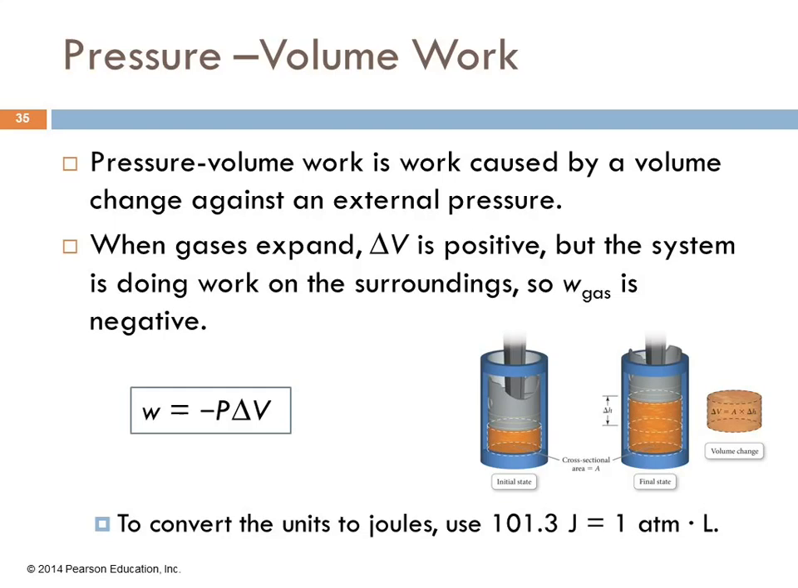And when you do work on something else, that's an outgo for you. That's a negative thing for you. It's not someone doing something on or for you. It's you doing something for someone else. So the work is negative P delta V.